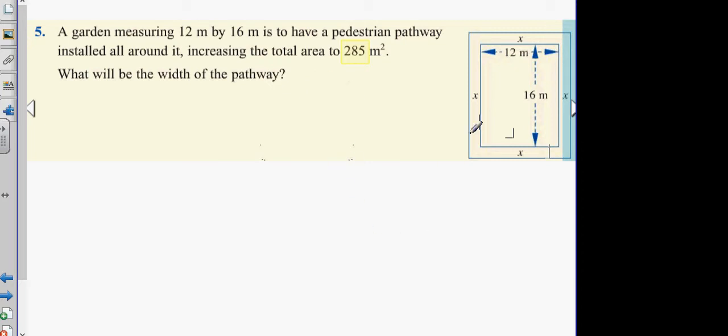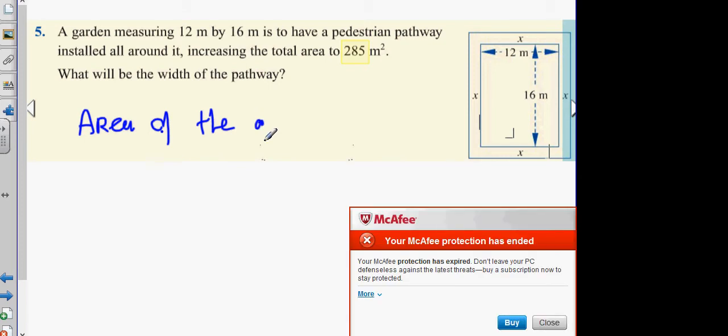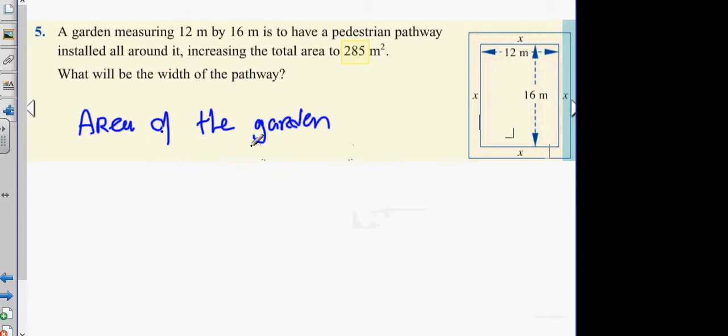Well, first of all, the first thing we can do is get the area of the garden. So the area of the garden is going to be 16 multiplied by 12. Can somebody tell me what that is? 192. Okay, 192 metres squared, okay? So it's 192 metres squared.